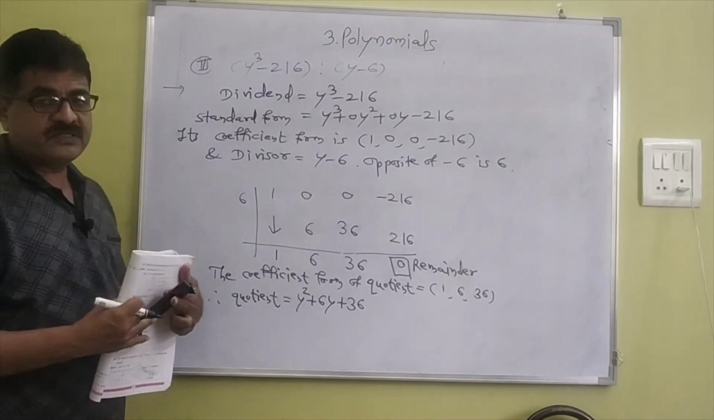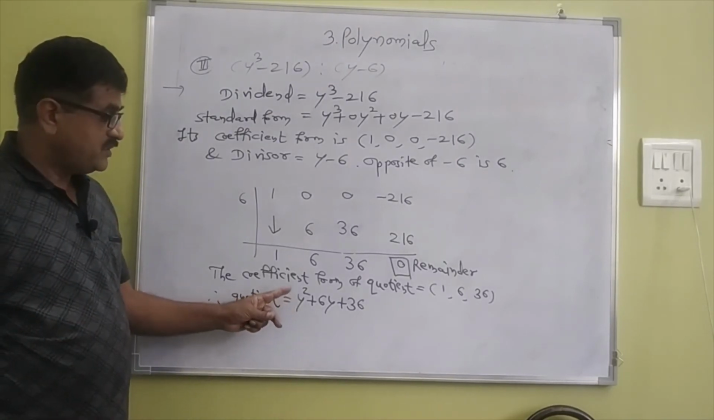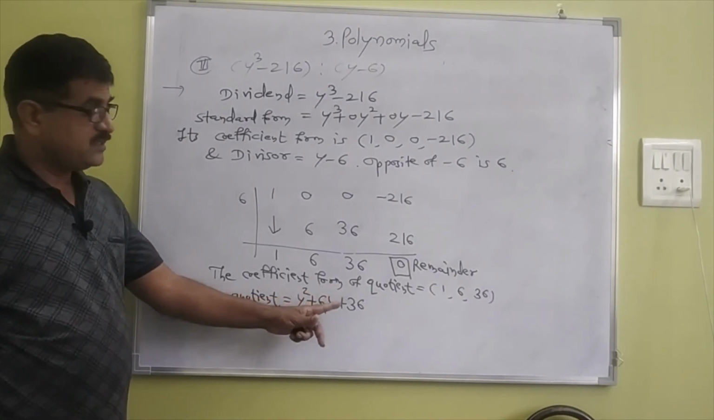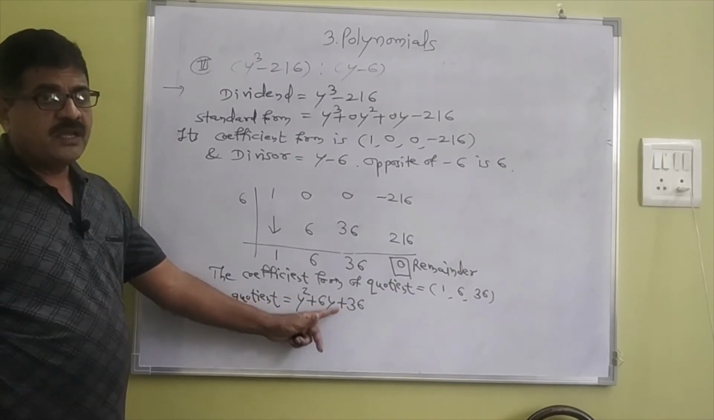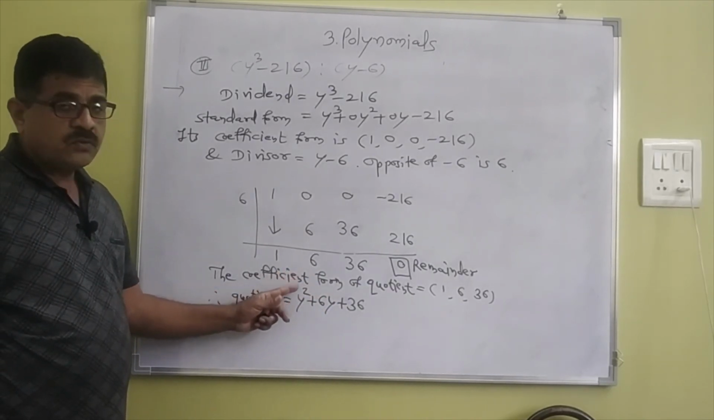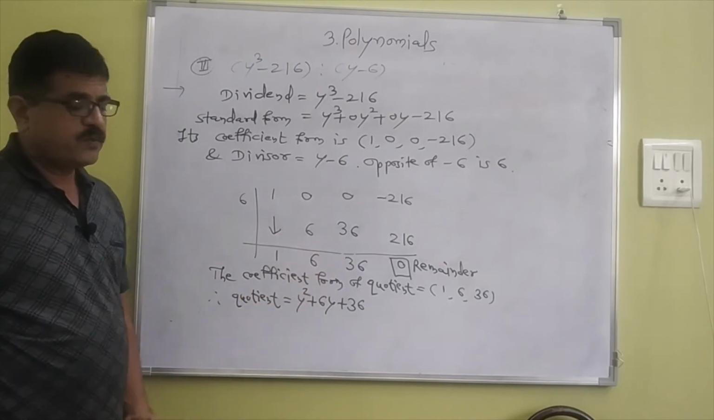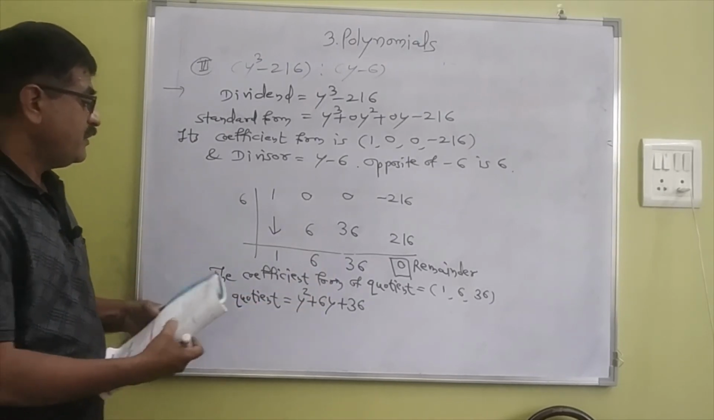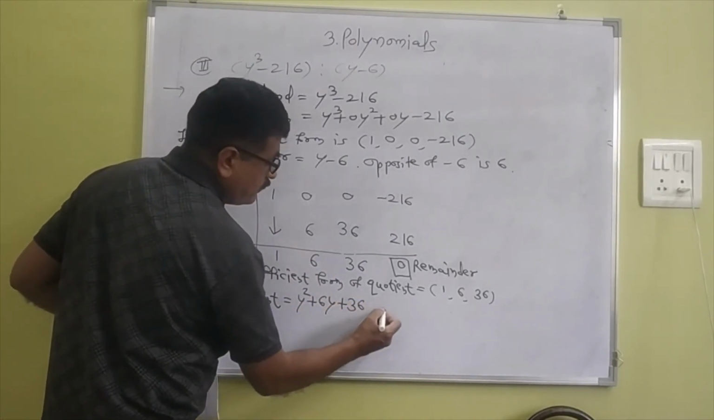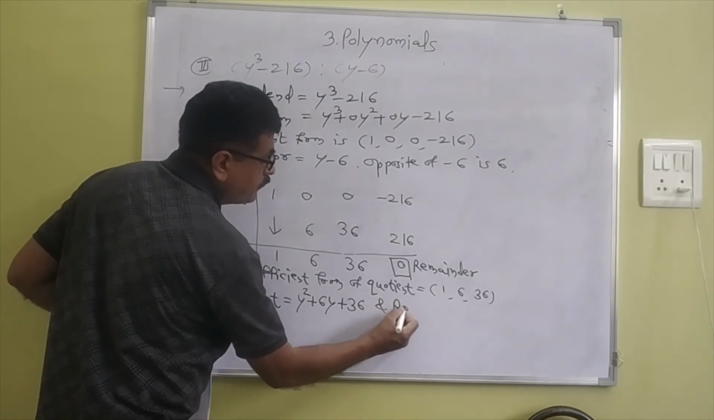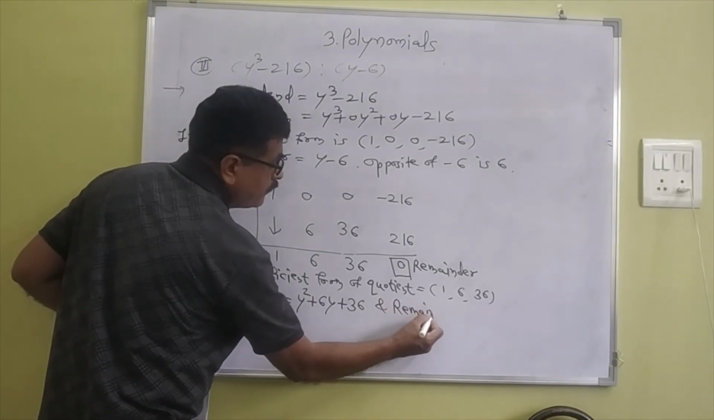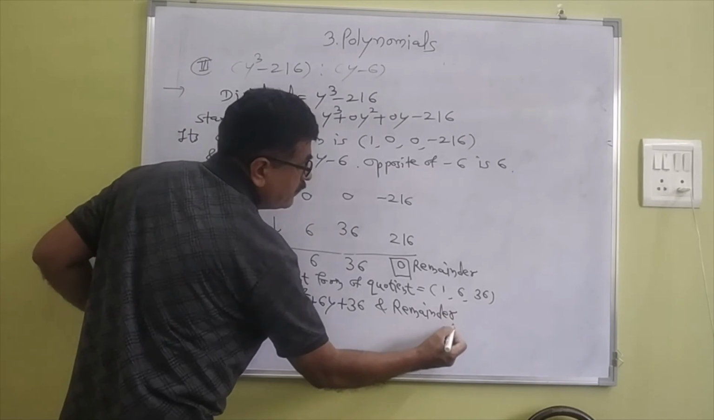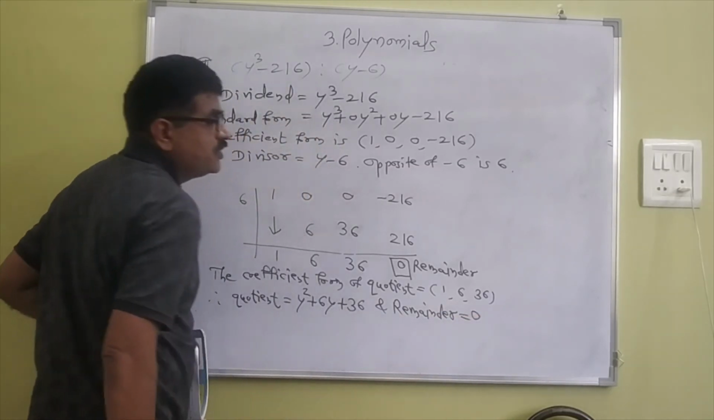This is which type of polynomial? This is a trinomial since it contains three terms and its degree is 2, therefore it is a quadratic polynomial. And write down remainder is equal to 0.